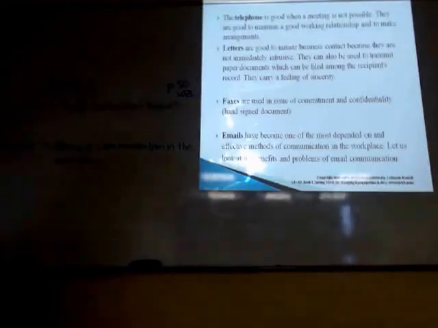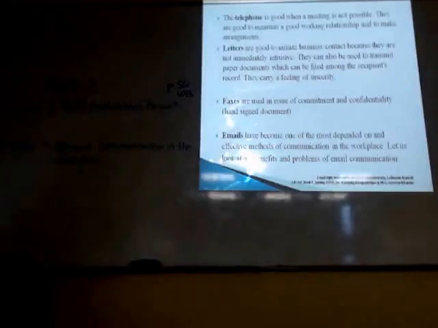Okay, faxes are used in issues of commitment and confidentiality. When you want a paper signed on the spot, you send it by fax. The person signs it and sends it back to you. Although they are now much less used than, let's say, 20 years ago. With the improvement of the internet, it has taken over all other forms of communication.